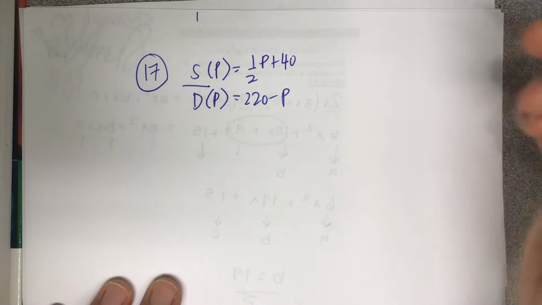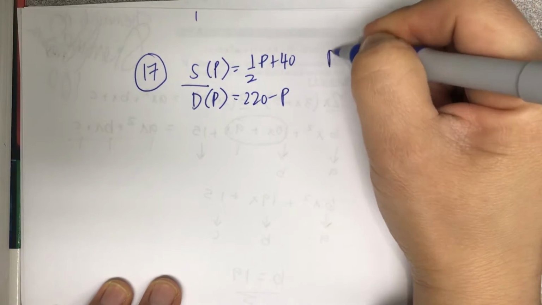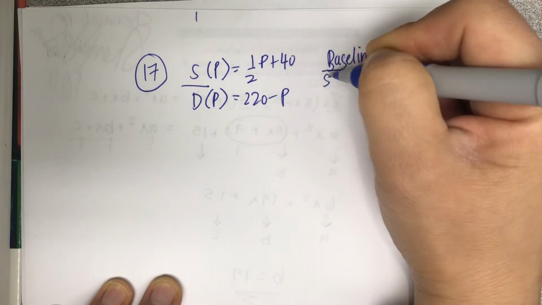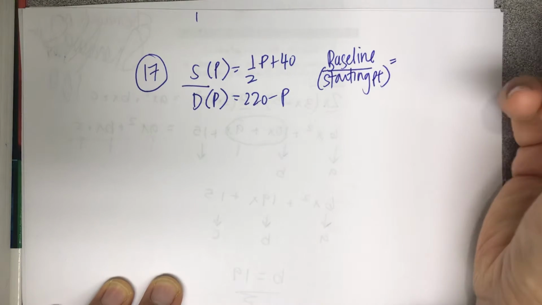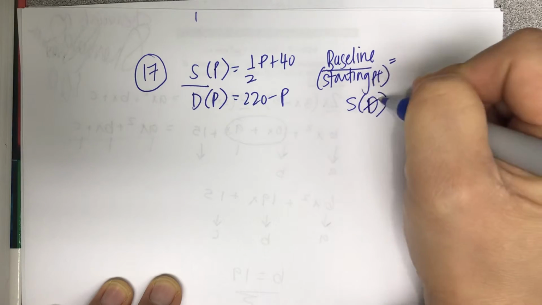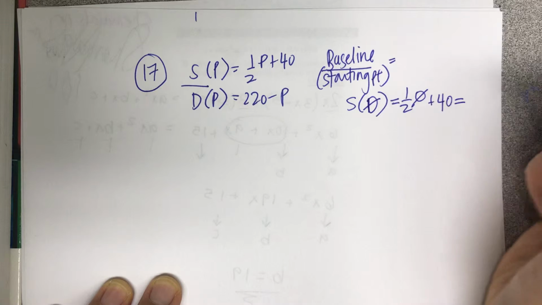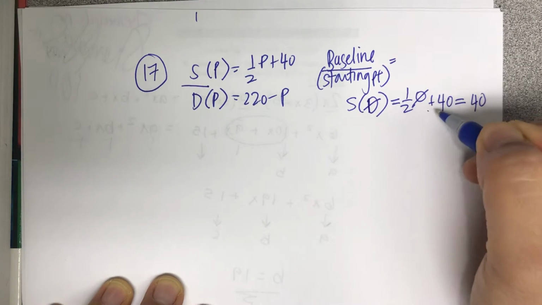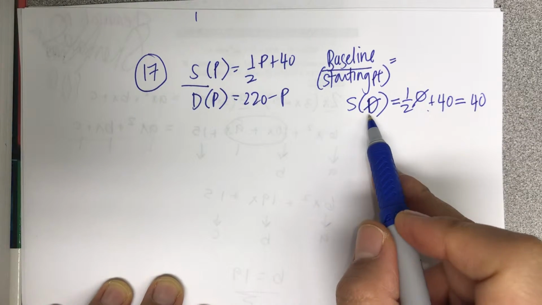So let's say that the price was 0. I think 0 is easy, because we're going to do our baseline, where we're starting off from. I'll also call this a starting point. So let's say if our P is 0, then half times 0 is 0 plus 40. Then what's our supply, everybody? 40. 0 plus 40 is 40. And then what is 0 plus 10?